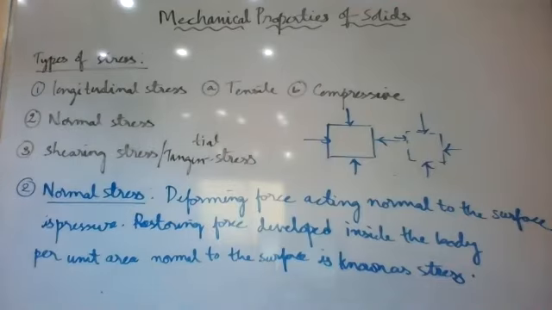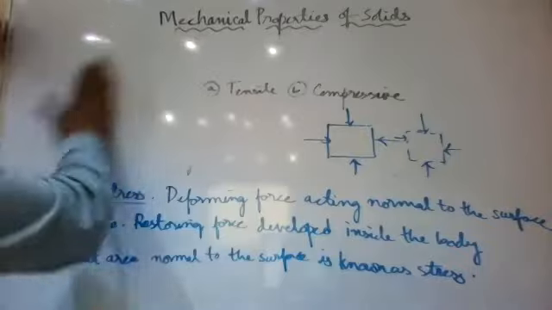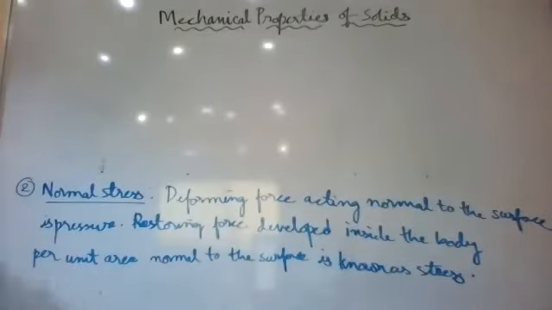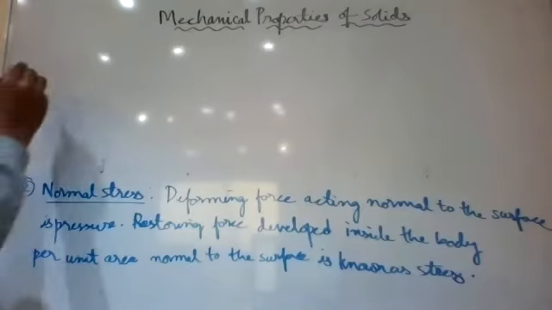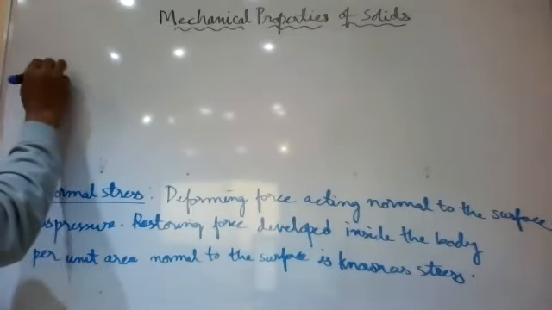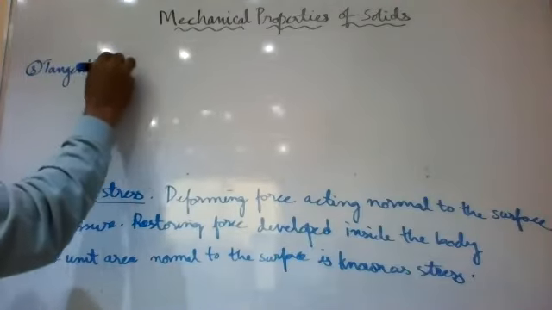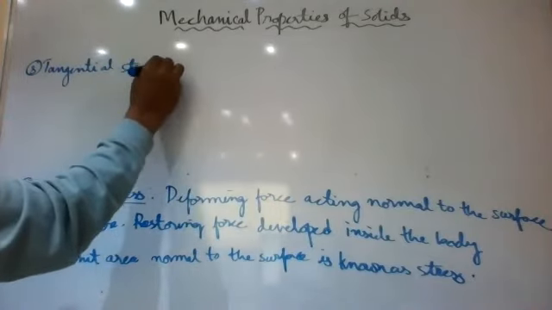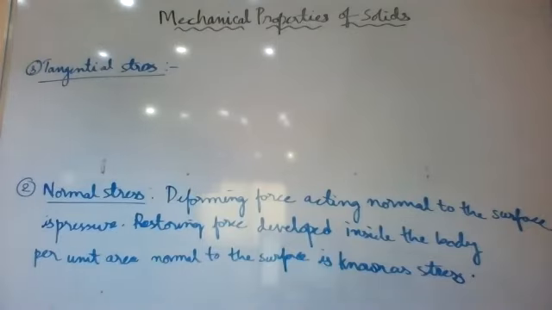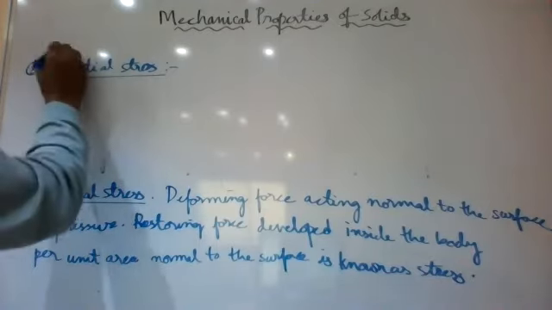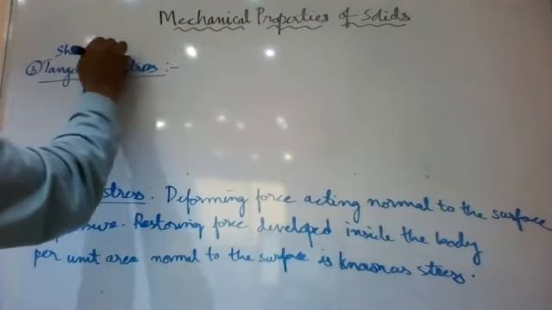So I'll not write the definitions now. The third one is tangential stress. It says that if the deforming force acts tangential or parallel to the surface of the body without change in the volume, there is no change in the volume, such type of stress is known as shearing stress, or we can also say tangential stress.